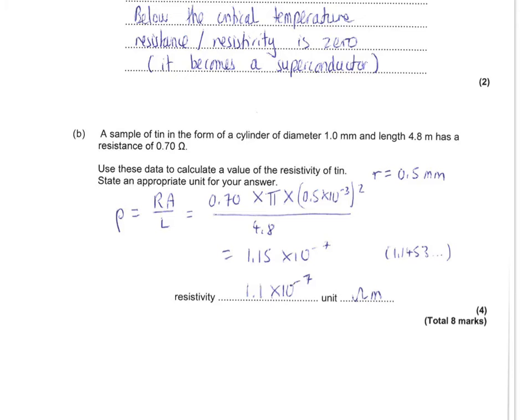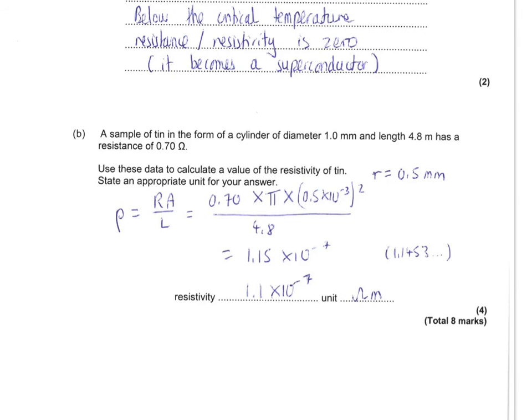So, quite simply, substitution into the equation for resistivity, but do be careful. For the area, you want to say pi r squared, but you were given diameter, so you need to divide by 2. You also need to handle your units carefully and replace millimetres with times 10 to the minus 3. 4.8 was in metres, so that makes these two values now in consistent units.